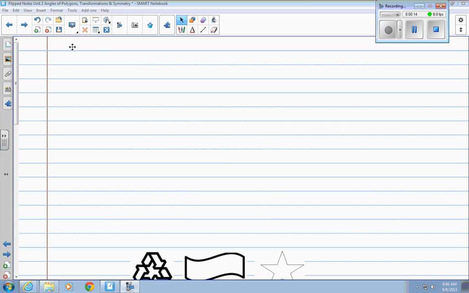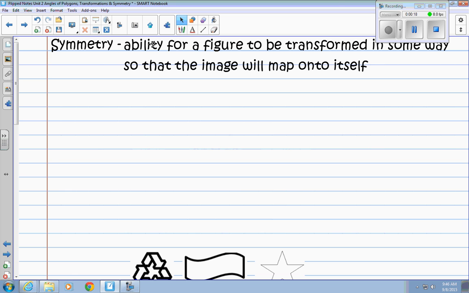Tonight's notes cover the topic of symmetry, which is something that we've talked about in previous years. It's basically the ability of any figure to be transformed in some way so that the image will map onto itself. Letters like the letter H and the letter N have symmetry, while the letter P does not have symmetry.